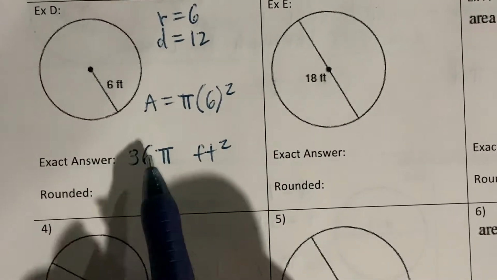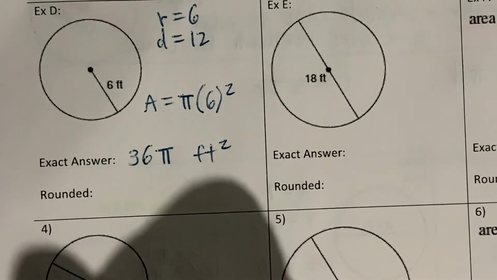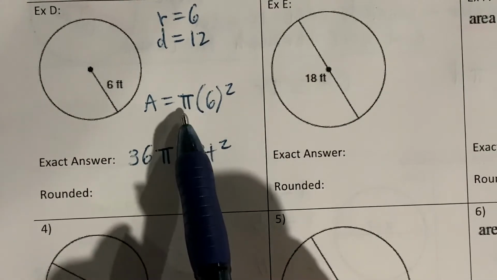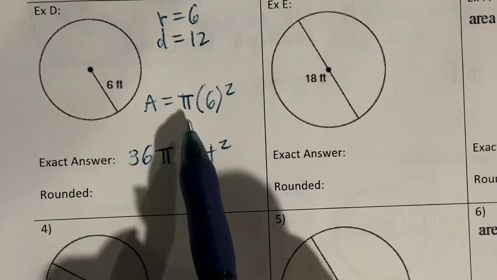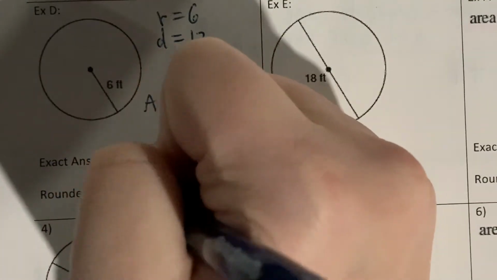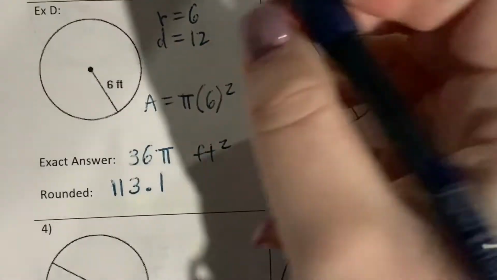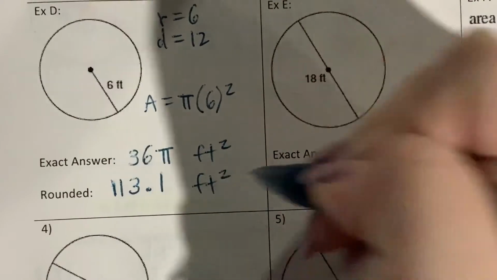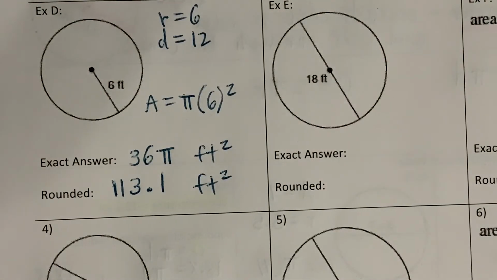And a rounded answer would be if we type 36 pi into our calculator, or up here with our original area formula, we could just type pi times 6 squared, either way. And when we do that, we would get 113.1 square feet for my area.